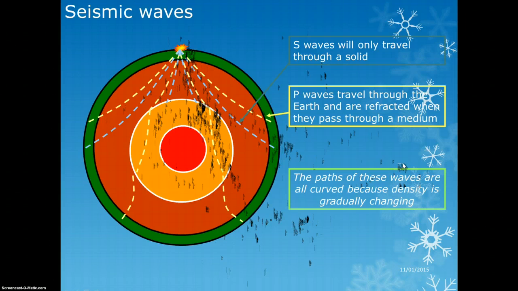Just as a note, these paths are curved, and it's to do with the fact that the Earth is different densities in different places, so it's like constantly going through different mediums, so constantly being refracted. This picture is one that the exam board quite like, so being able to sketch the path of these waves is very useful.